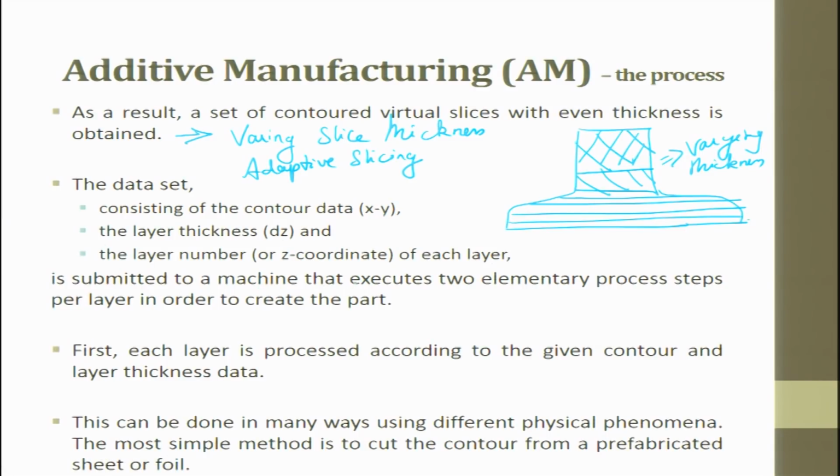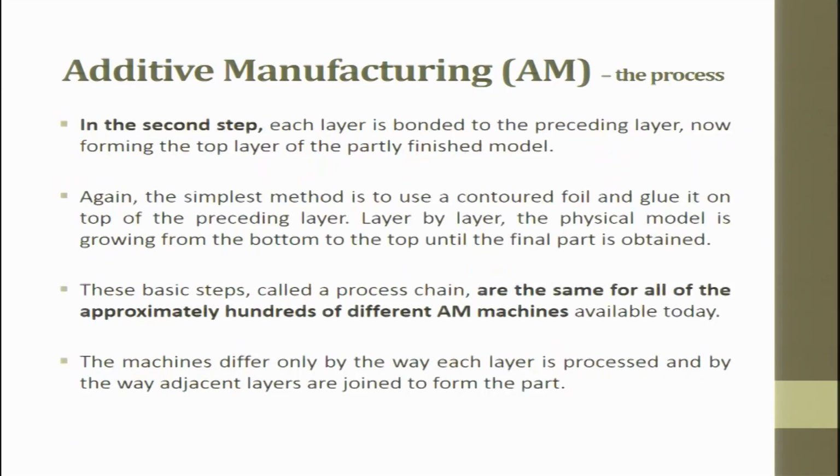This is submitted to a machine that executes 2 elementary process steps per layer in order to create the part. That means it first moves in XY, then it moves in Z. First, each layer is processed according to the given contour and layer thickness data. So, this is what we have already discussed. This can be done in many ways by using different physical phenomena. The simplest method is to cut the contour from a prefabricated sheet or foil. So, that is how it is executed, layer by layer slicing.